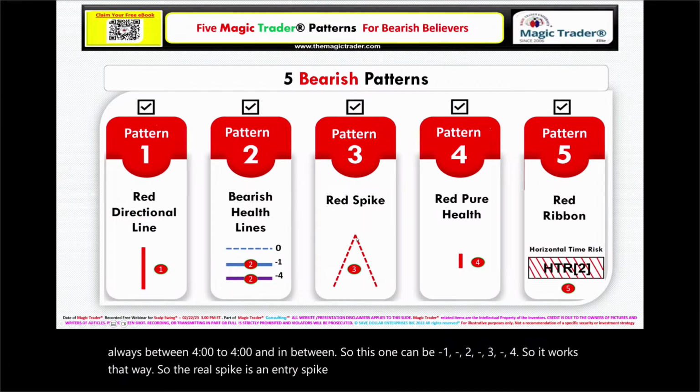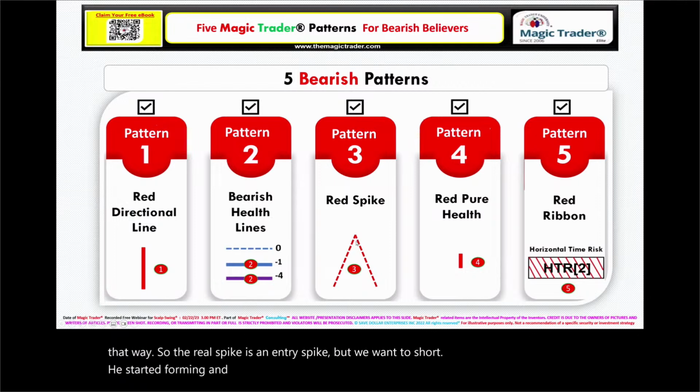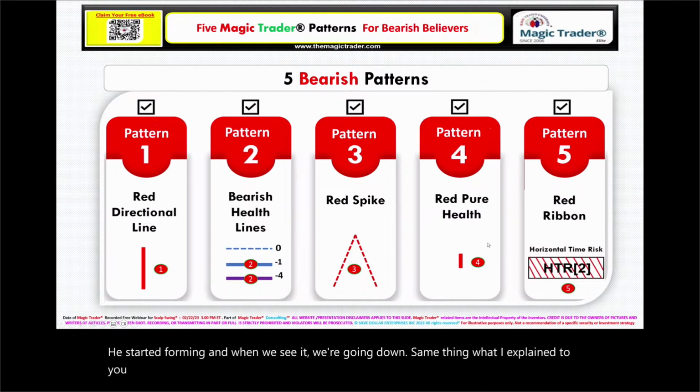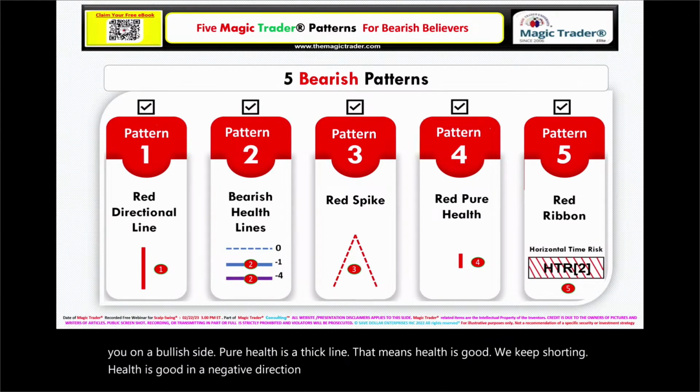When we want to short it, this starts forming. And when we see it, we're going down. Same thing I explained to you on the bullish side. Pure health is a thick line. That means health is good. We keep shorting. Health is good in a negative direction. So just think that way.